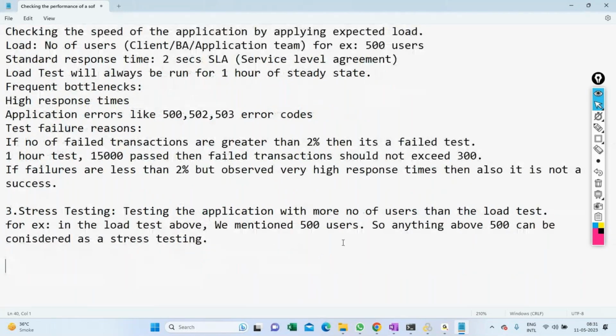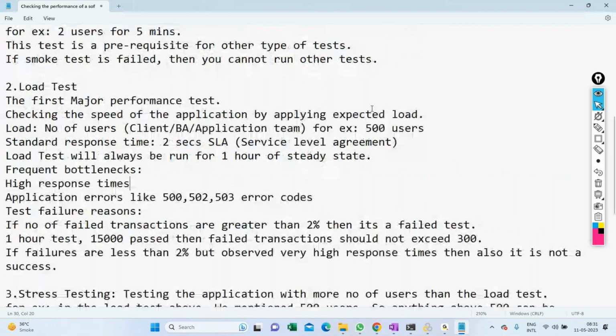So this is the max load that the client has given. The client got this number from some historical data. Like, the client thought that at any point of time, the max number of users accessing my application will be 500. You got it? Are you understanding? The client thought that at any point of time, the max number of users using my application will be 500 only. So that's the reason the first test we are doing with max number of users, that is 500.